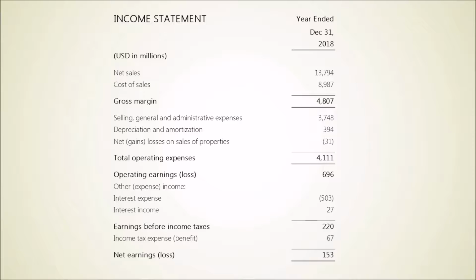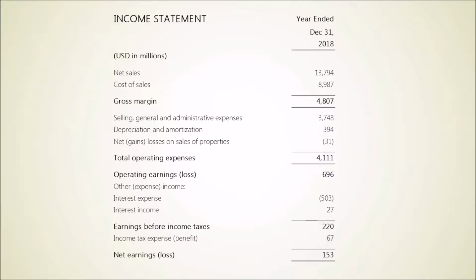So what is an income statement? An income statement is a financial statement that reflects a company's revenues and expenses for a period. For example, this income statement that you see is an income statement of a company that sells toys. We mentioned that an income statement reflects the results of operations, that is revenues and expenses for a period.